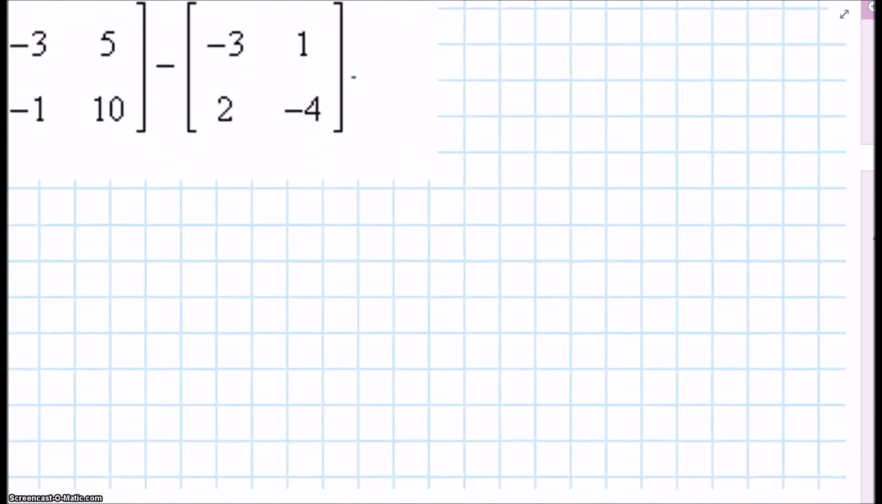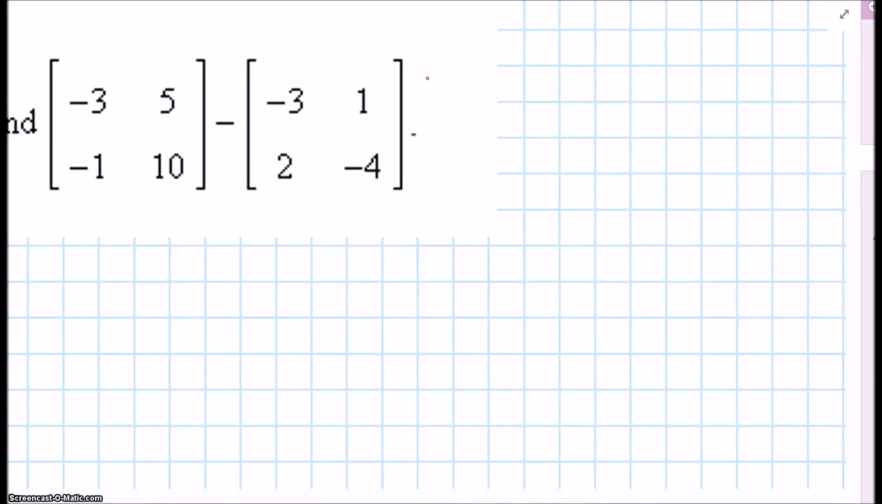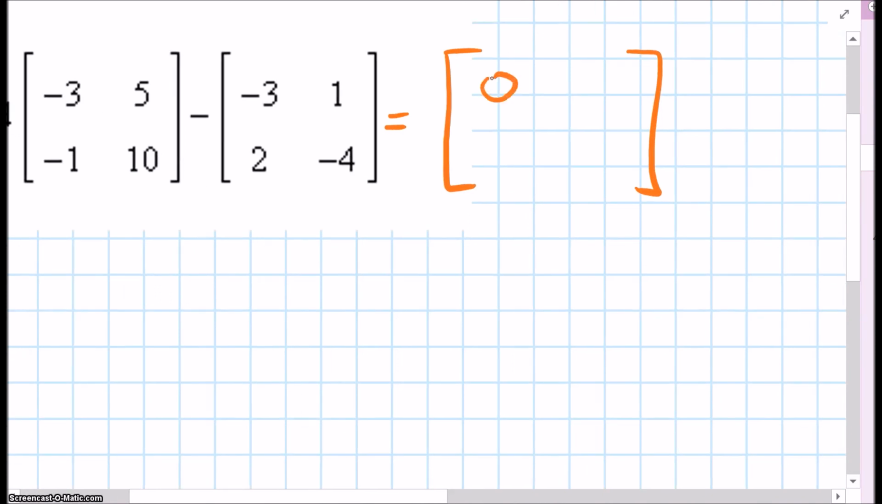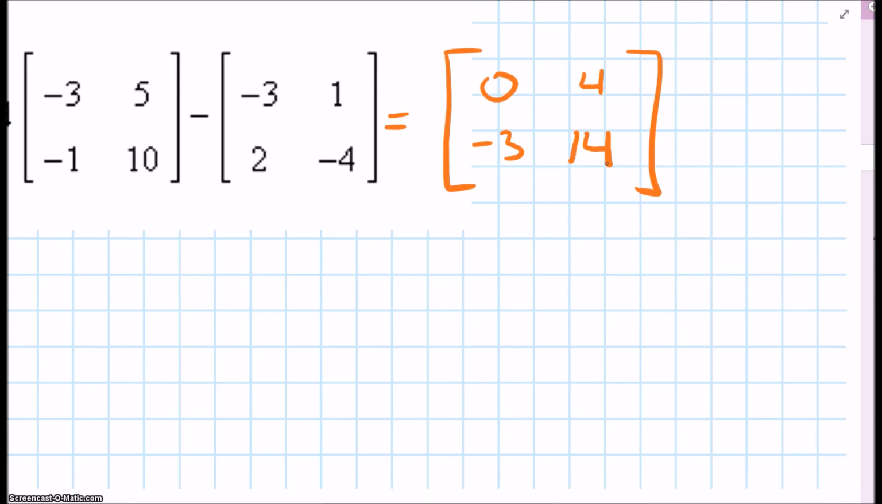Okay, last example. They're both 2 by 2 matrices, and we're going to subtract them. I'm just going to do it my way. -3 minus -3, that's 0. 5 minus 1 is 4. -1 minus 2 is -3. 10 minus -4 is 14. So that's kind of how we do it. So that's the basics, nuts and bolts of adding and subtracting matrices.